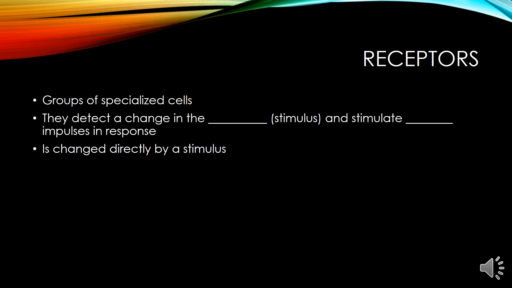So what are receptors? These are groups of specialized cells. They detect a change in the environment and stimulate electrical impulses in response to that change. The change is directly affected by the stimulus.